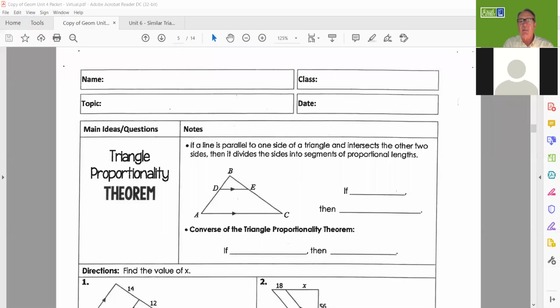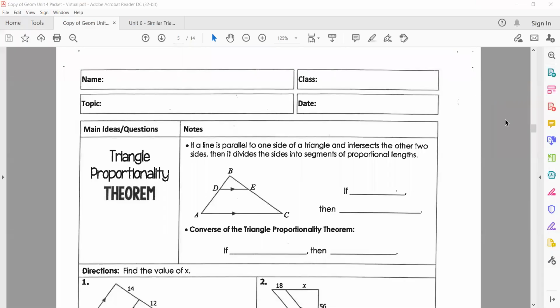The part we're going to get into today starts off with something called the proportionality theorem. And again, we're dealing with situations involving parallel lines. Funny how that comes up so often. And right at the beginning of the description here for proportionality, it says, if a line is parallel to one side of a triangle and intersects the other two sides, then it divides the sides into segments of proportional lengths.